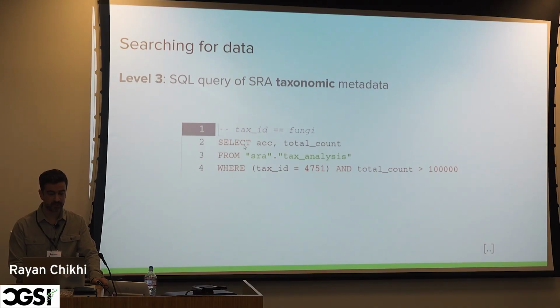Here, in this query, I'm selecting accessions and a field called total count, I'll explain it later, from this particular table that retrieves all the accessions that have been annotated to contain a taxonomic ID of 4751, which corresponds to fungi, and total count above 100,000. The technical explanation is a bit involved, but it's roughly a number of reads that are from this taxonomic ID. So I'm selecting accessions that contain a significant amount of mushrooms.